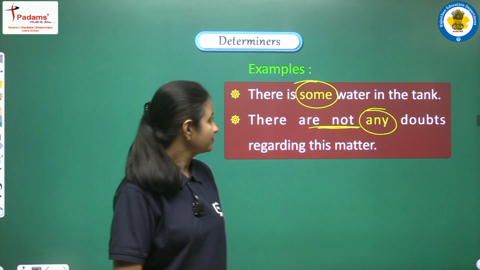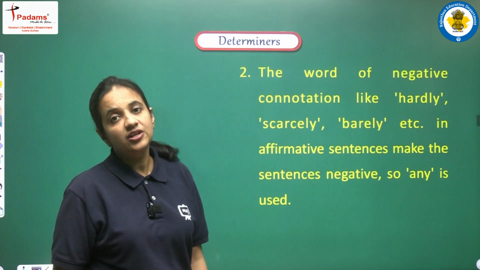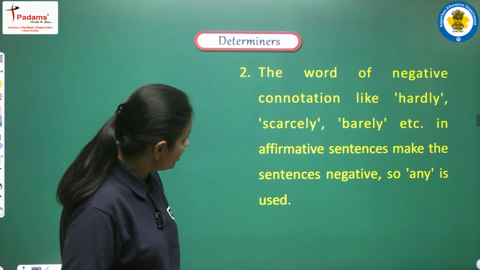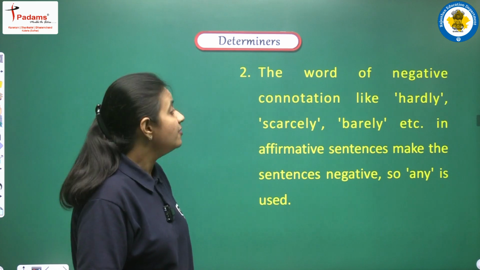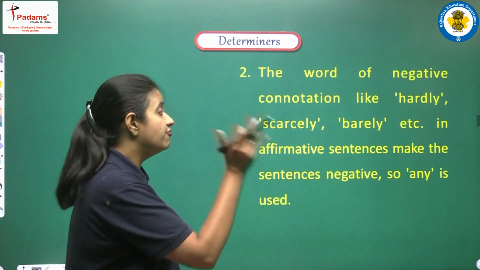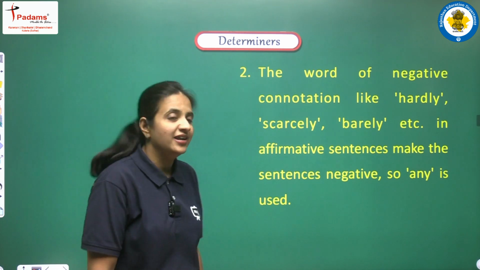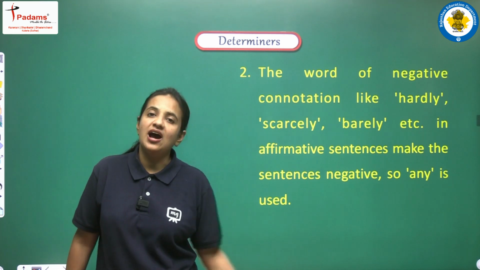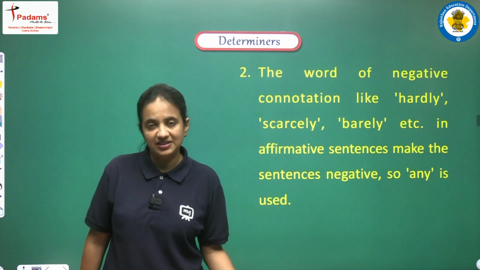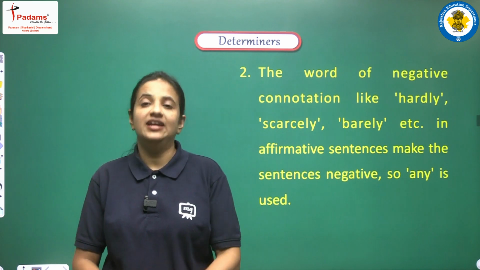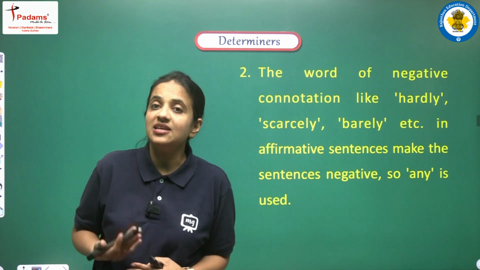Okay. Now we have another use, so let's read. The words of negative connotation like hardly, scarcely, barely, etc. in affirmative sentences make the sentences negative, so any is used. So now in this point, we have read that if it is a negative sentence, then we have to use any. So how will we recognize a negative sentence?